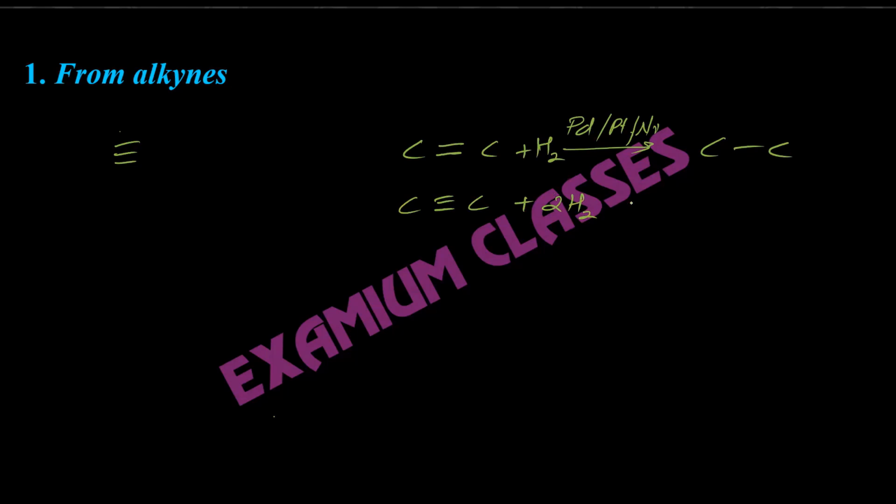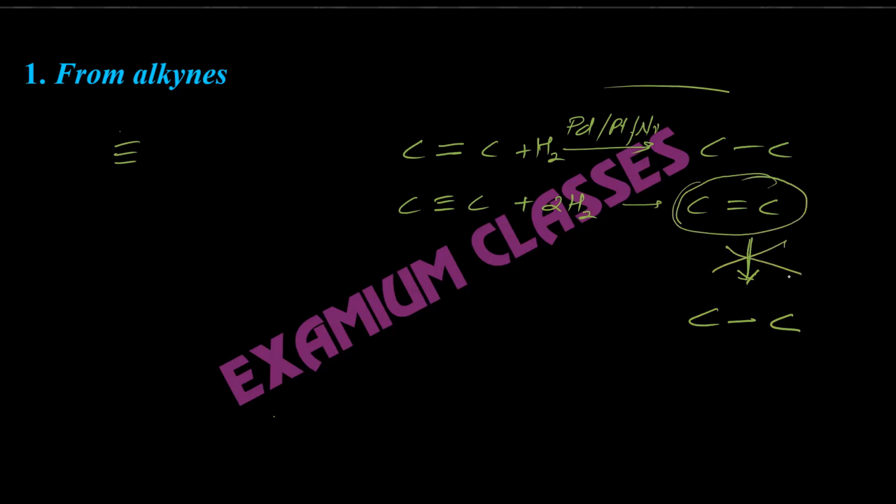Same logic we are applying here, but the problem is this triple bond can get reduced to alkene, which obviously we need. We are preparing alkene, but again this reaction will take place, so this alkene will get converted to alkane. So we need to stop it here, meaning the reaction does not proceed after this one.